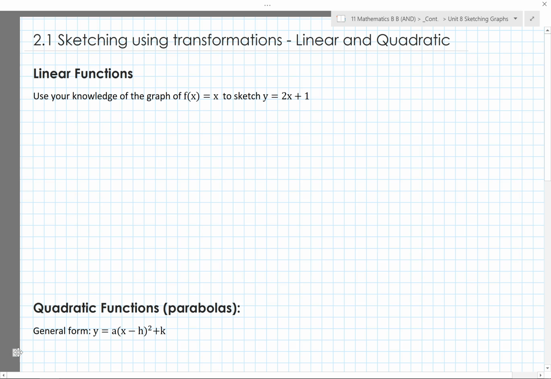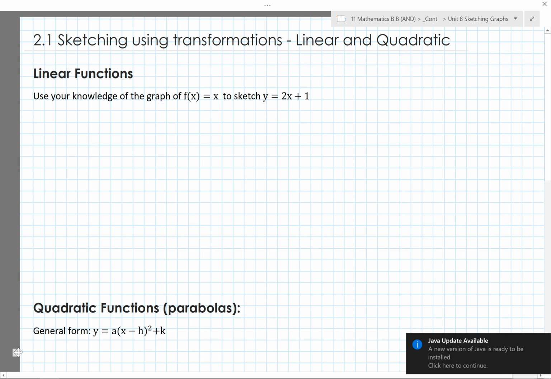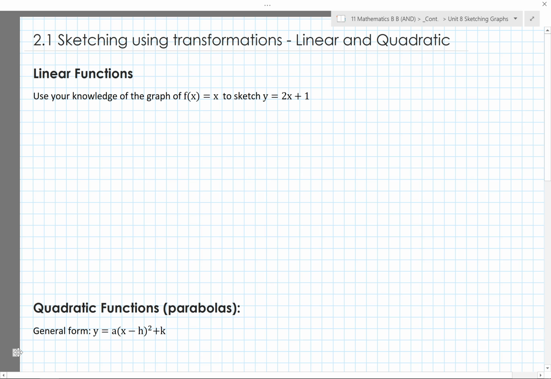In this lesson, we'll use our knowledge of transformations to sketch some actual real functions. We're going to go through linear, quadratic, cubic, and quartic functions real quick. Starting with linear functions, use your knowledge of the function f(x) = x to sketch y = 2x + 1. Hopefully we know what this looks like already, just using mx + c, but we can imagine this as really 2 times some function plus 1.